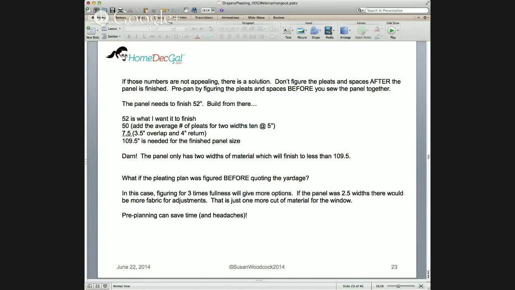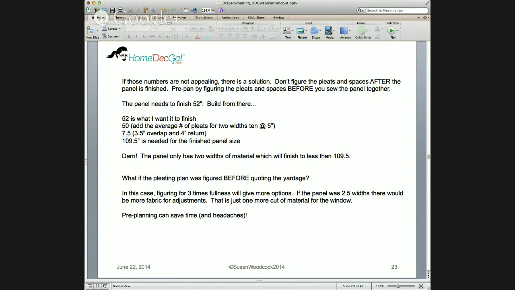52 inches is what I want it to finish. 50 inches is the average number of 10 pleats at 5 inches, using those averages. You have to add your overlap and return. So I need 109.5 inches for the finished panel size. Perfect. But darn, this panel only has 2 widths of material. And 2 widths of 54-inch wide material with the side hems taken out of it and seaming them together will not give me 109.5 inches.